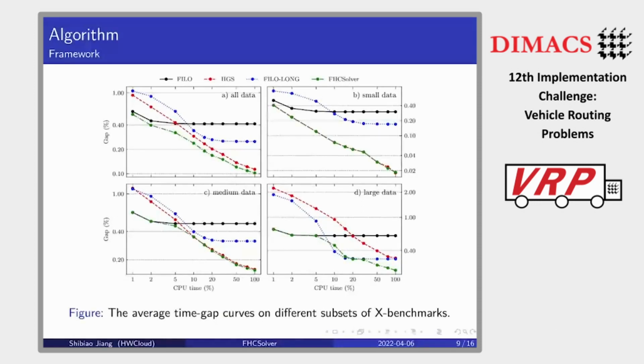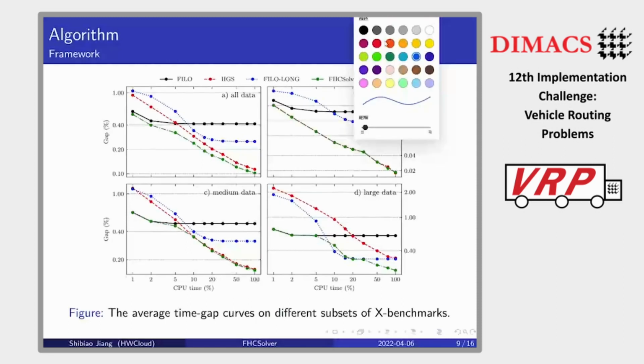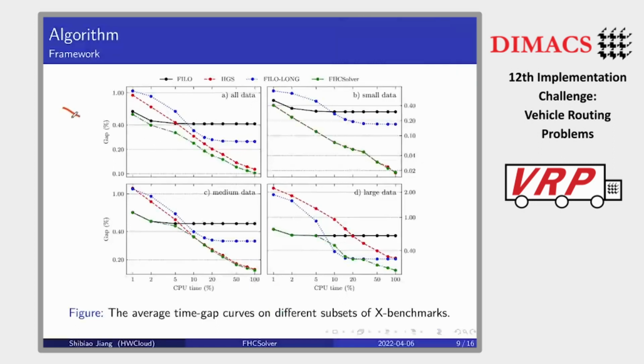Here are the 4 pictures about the result of our experiment. For the top left picture, I will point it out. This picture is the result among all the data, and our FHCSolver. You will see that this green curve is totally on the bottom. It means that our method is successful. So why do we get this result?